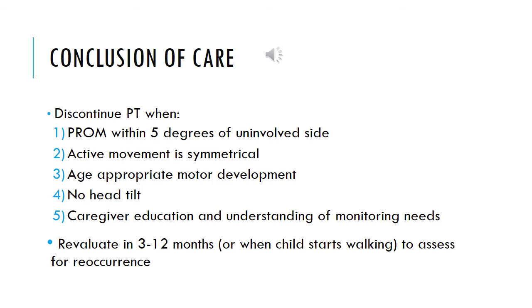Looking to conclude an episode of care for a child with torticollis should happen when the below 5 criteria have been met. So you want passive range of motion to be within measurement error, or within 5 degrees of the uninvolved side. You want the active movement to be symmetrical between sides. The child should be developing on an age-appropriate trajectory, so there's no evidence of any gross motor delay at that time. There's no head tilt, and the parents and caregivers have been educated and they understand that they need to continue to monitor this as the child grows and develops.